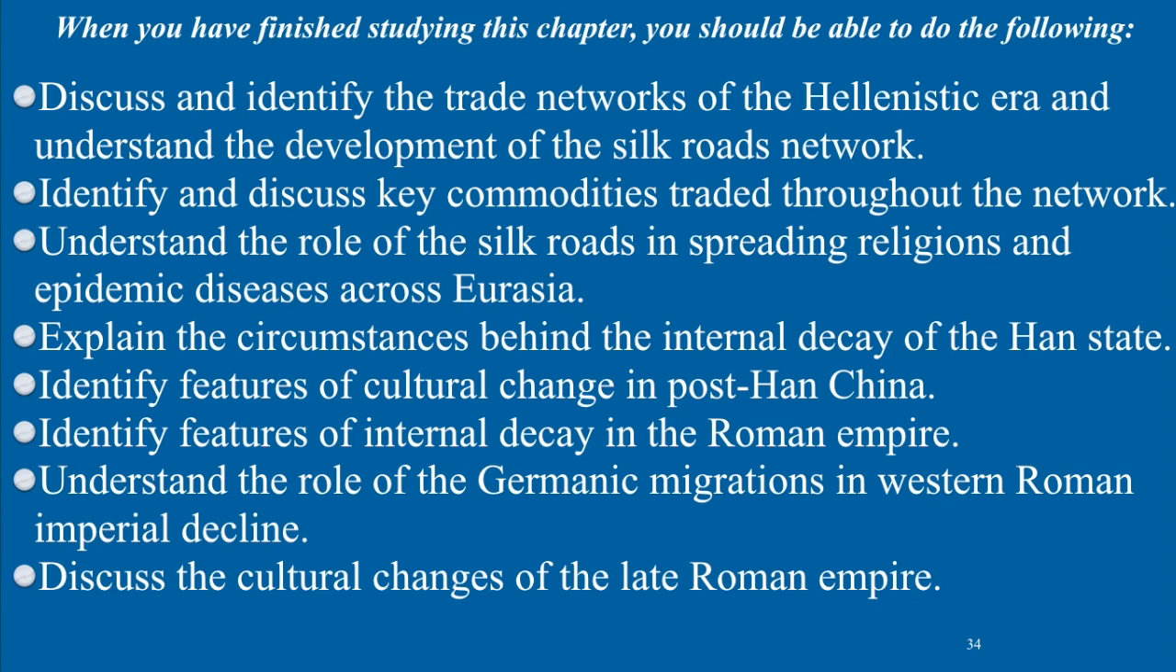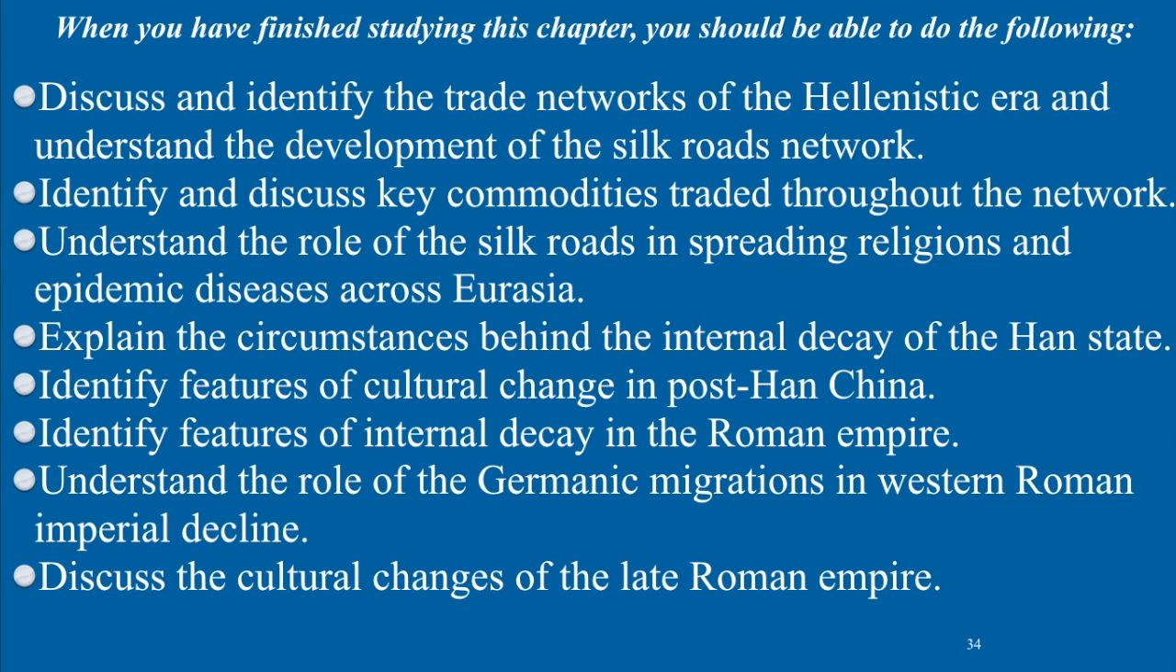So we made it. That was pretty quick. When you have finished studying this chapter, you should be able to do the following. Number one, discuss and identify the trade networks of the Hellenistic era and understand the development of the Silk Roads network. Number two, identify and discuss key commodities traded through the network. I told you. Number three, understand the role of the Silk Roads in spreading religions and epidemic diseases across Eurasia. Again, Europe and Asia is one giant continent, so we call it Eurasia. Four, explain the circumstances behind the internal decay of the Han state. Five, identify features of cultural change in post-Han China.